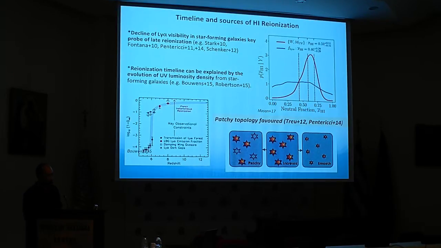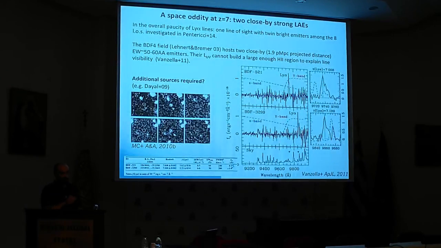So what's the origin? The origin of this patchy topology is one important issue that we need to address. Among the various lines of sight that we have analyzed in the papers released by our group, mostly by Laura Pentericci, in these past years, there are some peculiar lines of sight, most importantly this BDF field, where we discovered two bright, high equivalent width Lyman alpha emitting galaxies that are close by, at a projected distance of two physical megaparsecs, both at a redshift around 7. So they are most likely associated in space.